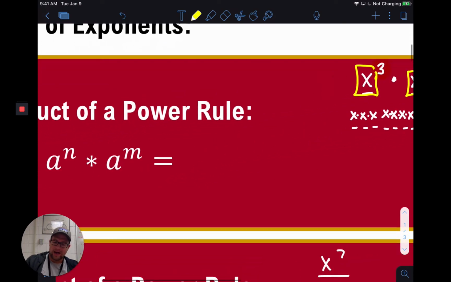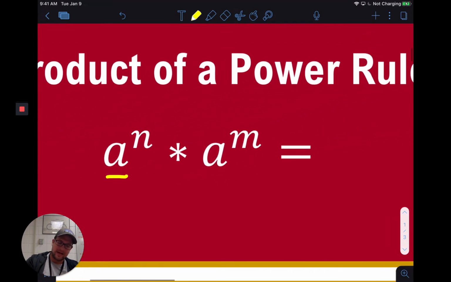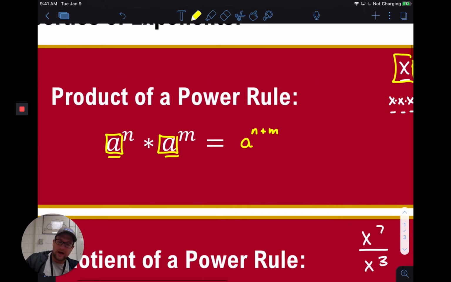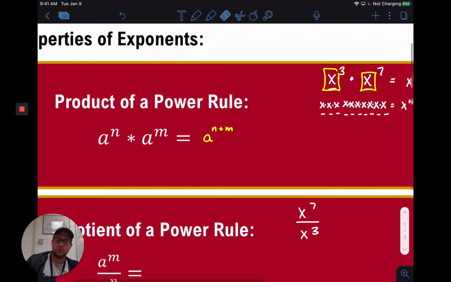So whenever you have two things that have the same base and they are being multiplied together, what we need to do is add the exponents together. So just like we said before, our base is not going to change. It's still going to be a. And then we just need to add our exponents. So our finishing exponent would be n plus m. And this would be what we call the product of a power rule. In a minute, we'll go through and look at some more problems and get to practice that rule in a little bit more depth.